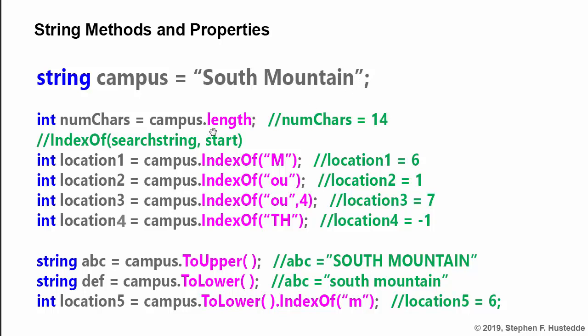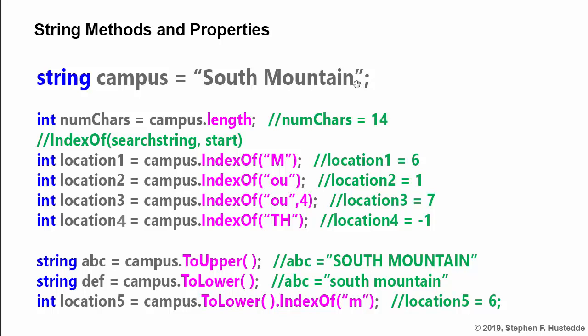The first property we want to look at is length. I can use length to find the number of characters in a string. Here I've created a variable called numchars, of type integer, and it's going to equal campus.length. So getting the length of campus, if we were to count these, there are 14 characters in the phrase South Mountain.